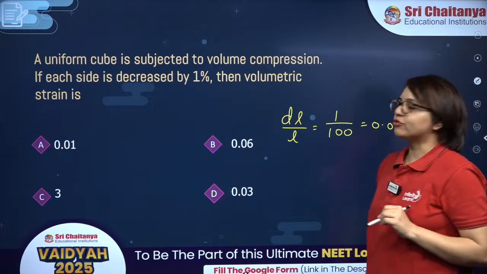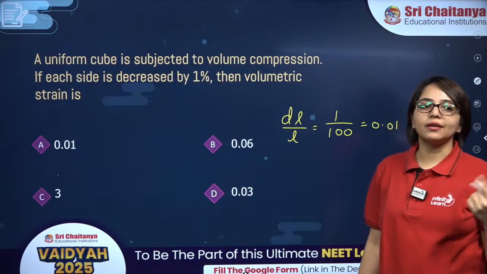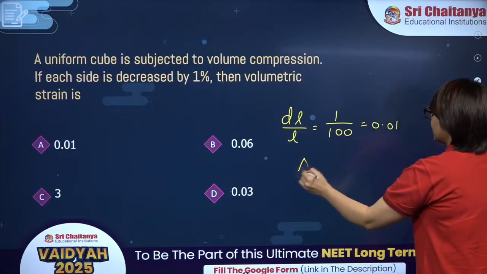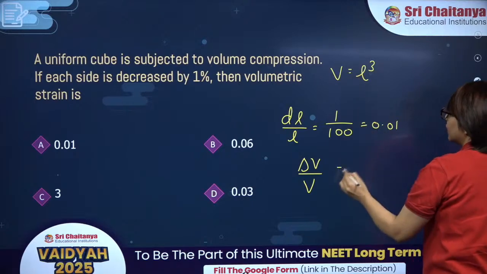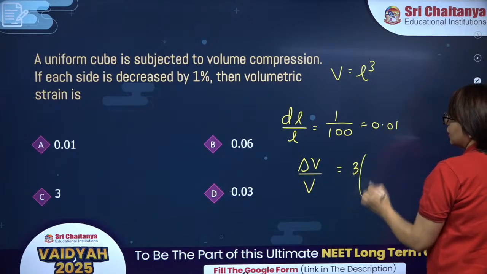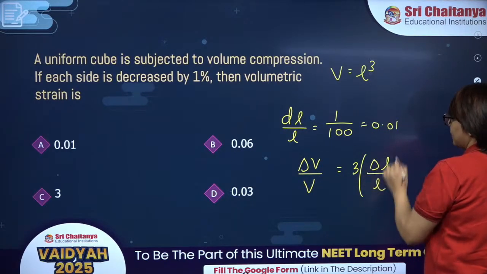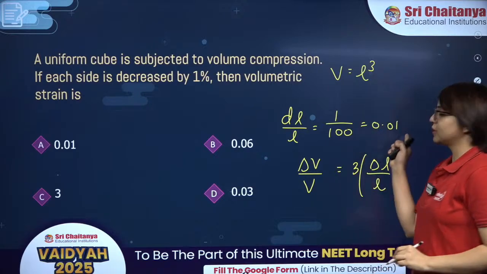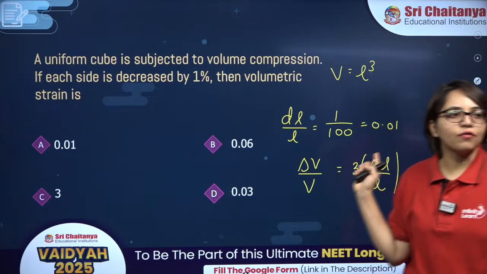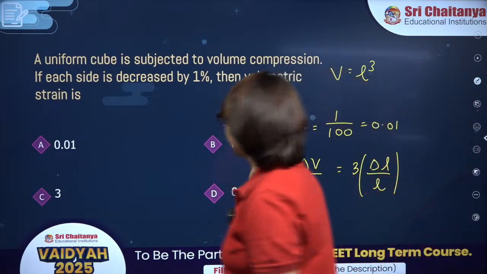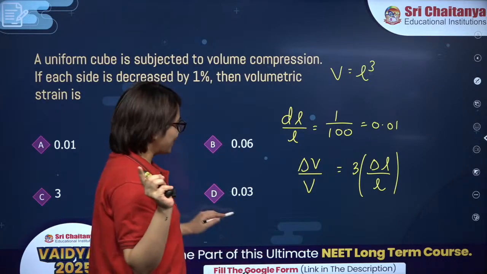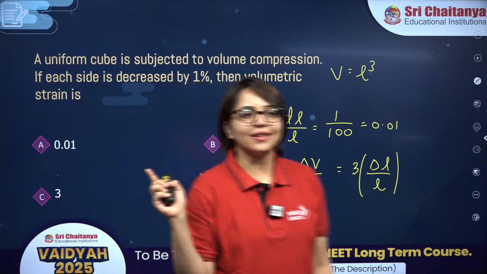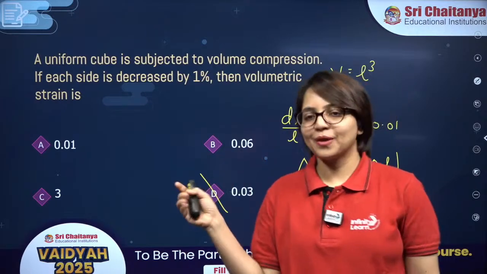Then what is the volumetric strain? We have to find delta V upon V. Volume is L cubed, so delta V upon V is nothing but 3 times delta L upon L, and delta L upon L is given as 0.01. Try this one. We have option D. Well done. So it is 3 times 0.01, which is equal to 0.03. Well done, very good.